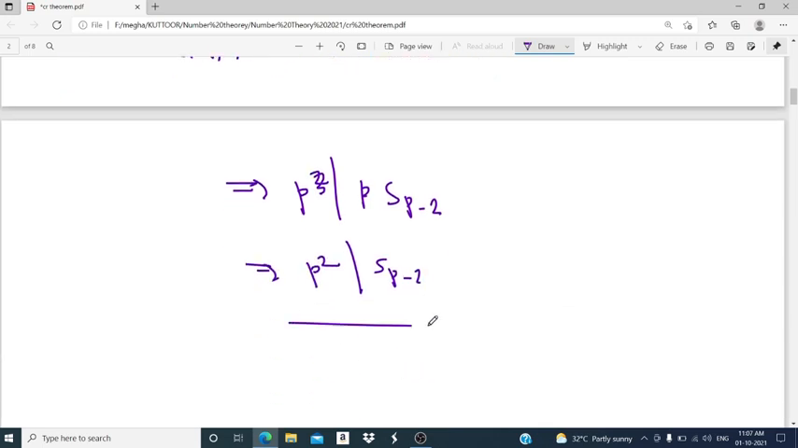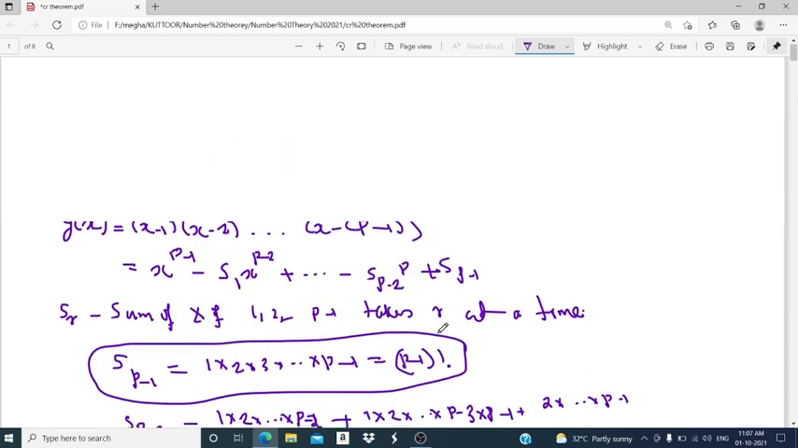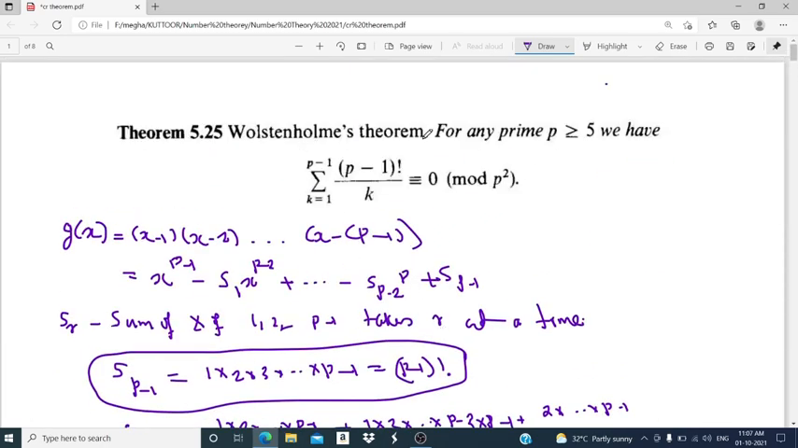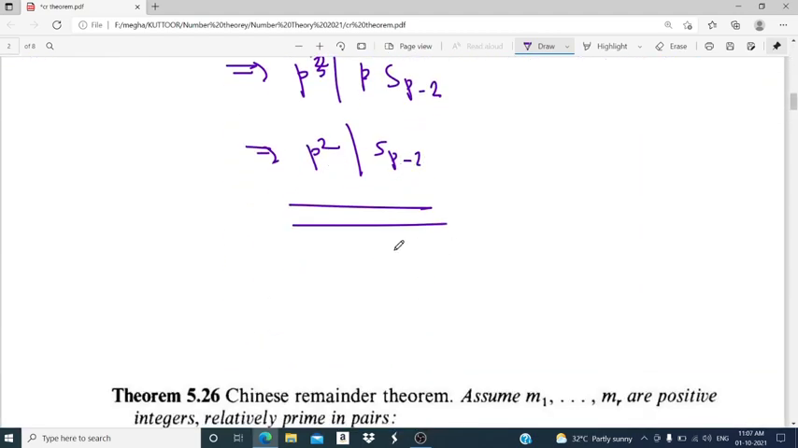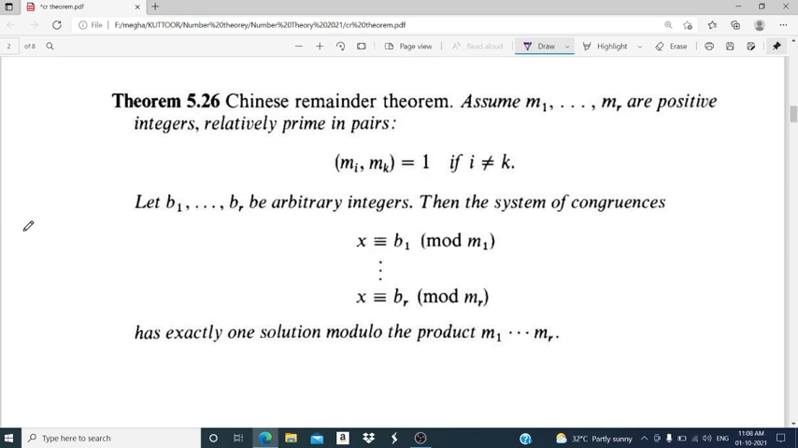Hence the proof. That is, in the statement we have to show that S_{P-2}, that is the summation over k equal to 1 to P minus 1 of (P-1)! by k, is divisible by P squared. Therefore, here we get P squared divides S_{P-2}, hence the proof. Move on to our next theorem, that is the Chinese remainder theorem.